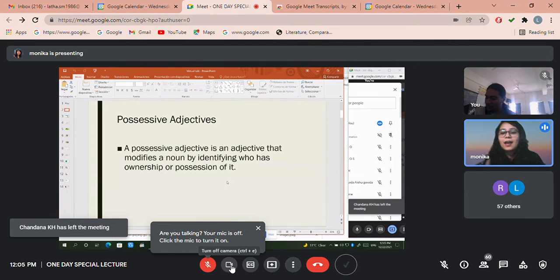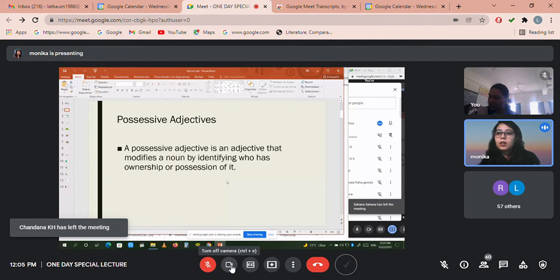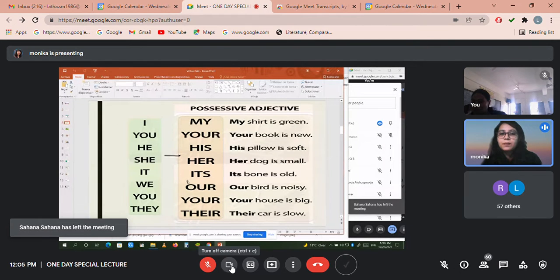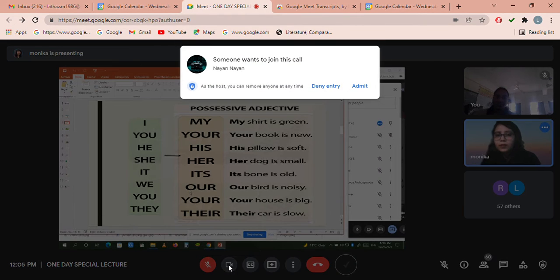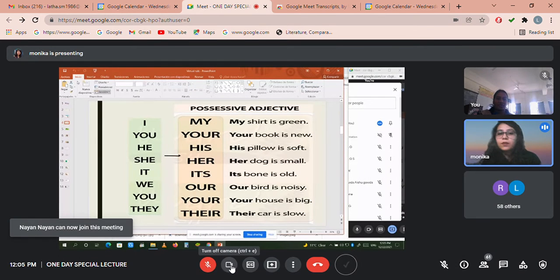So we have to look at the subject first, like who is the subject, who is talking, or to whom it belongs. As you already know the subject pronouns, we have all the subject pronouns written here on the left side. The subject pronouns are I, you, he, she, it, we, you, they.